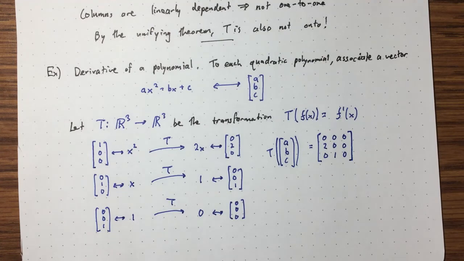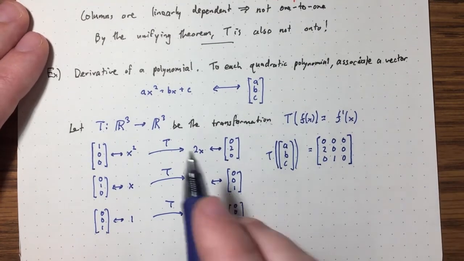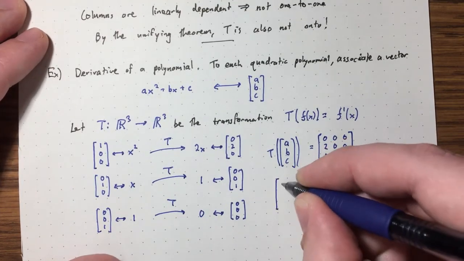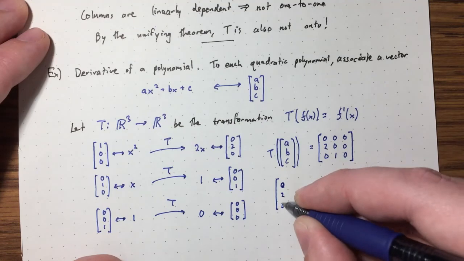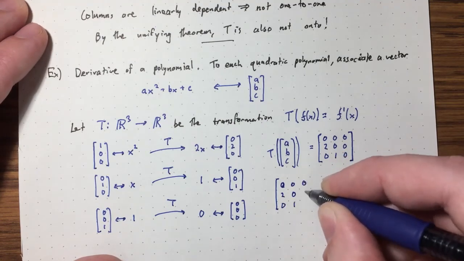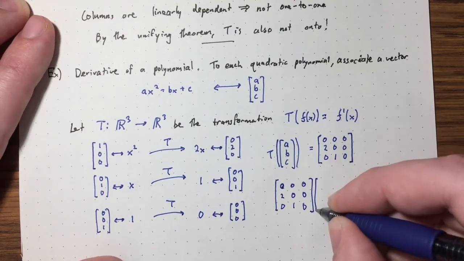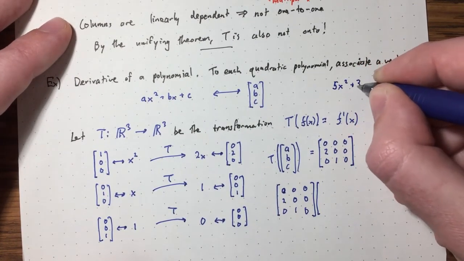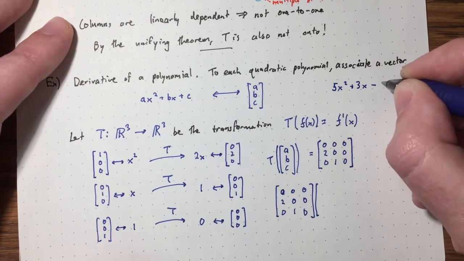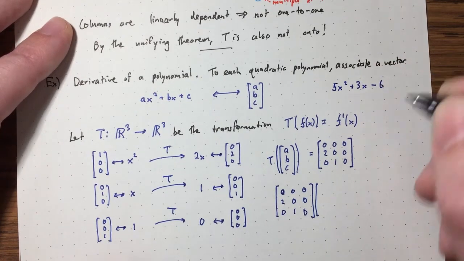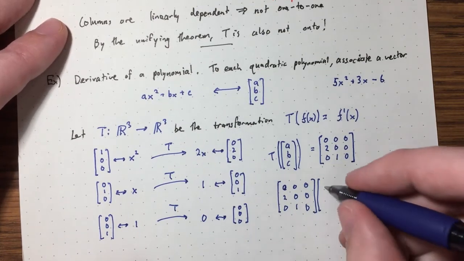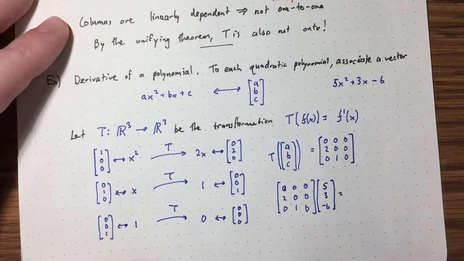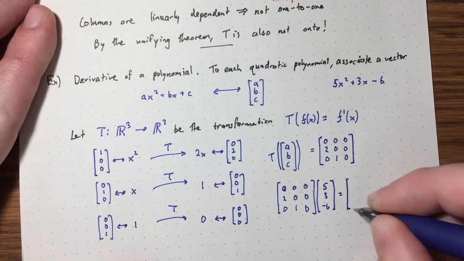So this is pretty cool. So what you can do is, if you have a polynomial and you multiply by this matrix, let's just do an example for fun. So I'm going to take this matrix, 0, 0, 1, 0, 0, 0. Let's multiply it by, let's say I want the derivative of 5x squared plus 3x minus 6. So I put in my 5, 3, minus 6. Then I can calculate what this is going to be.